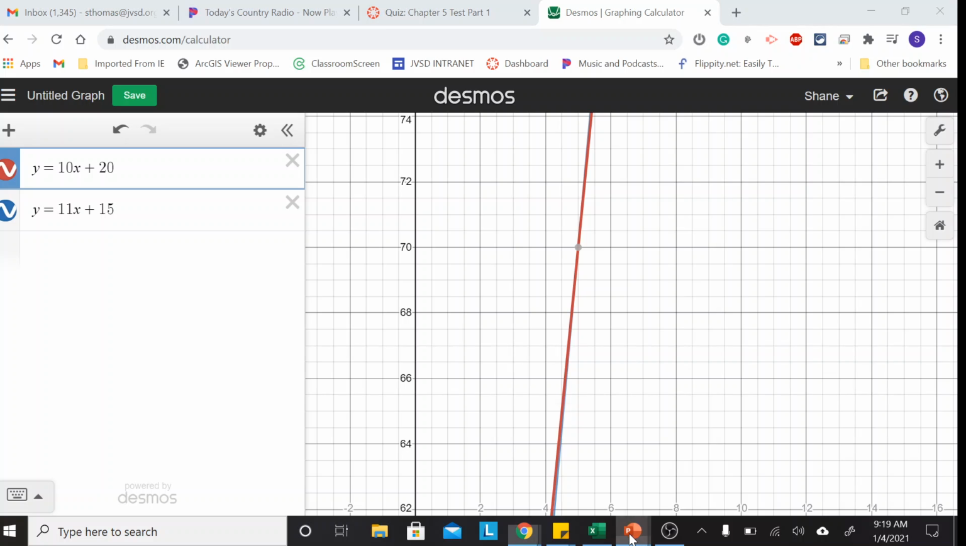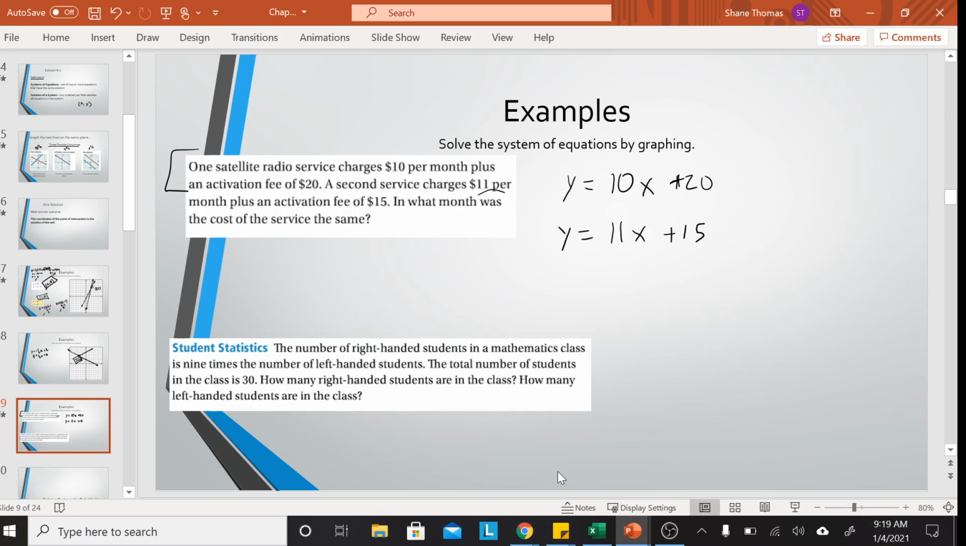All right, let's look at one more. So last one. Number of right-handed students in a mathematics class is 9 times the number of left-handed students. Total number of students in the class is 30. How many right-handed students are in the class? How many left-handed students are in the class? This one's a little trickier because it doesn't have stuff like per and those types of things, does it?